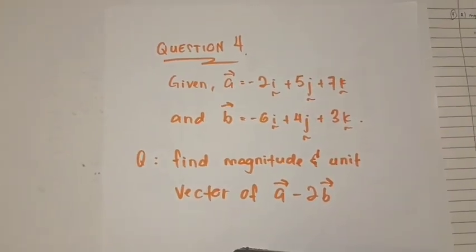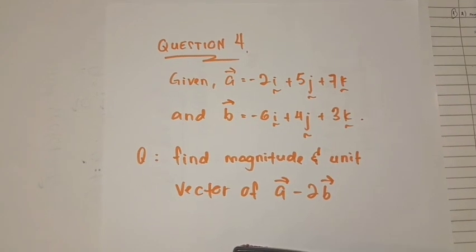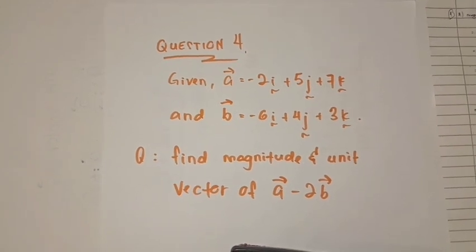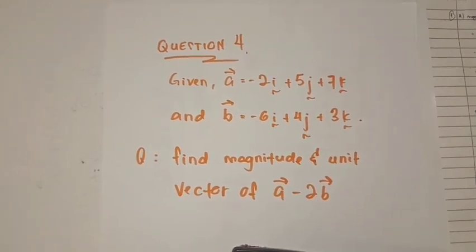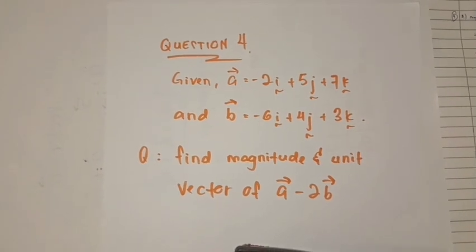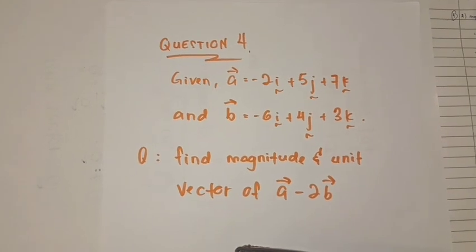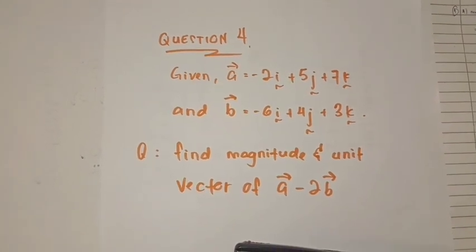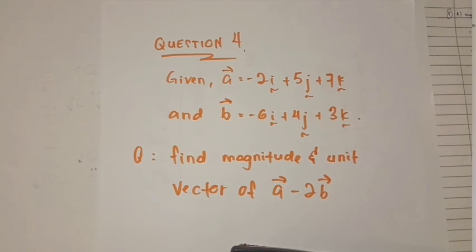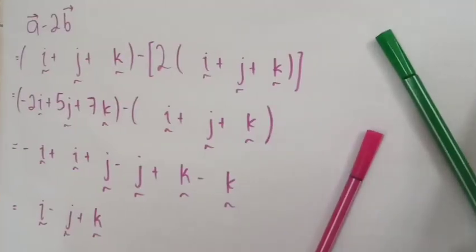From the question, given A equals negative 2i plus 5j plus 7k and B is equal to negative 6i plus 4j plus 3k. The question asks us to find the magnitude and unit vector of A minus 2B. So to continue in solving this question, first we have to check the values of A and B that have been given.